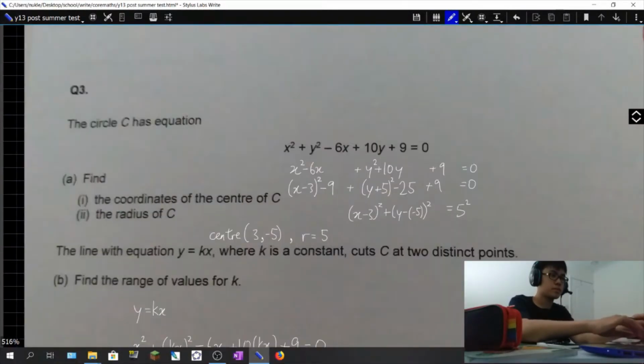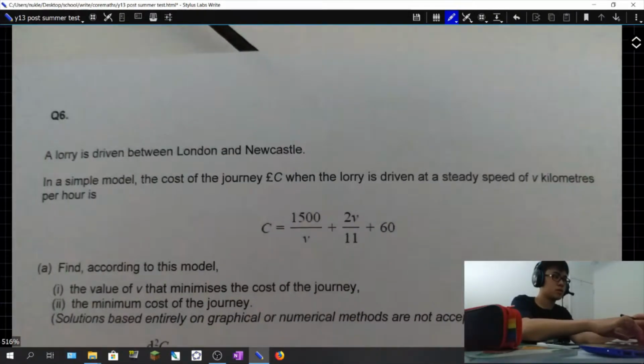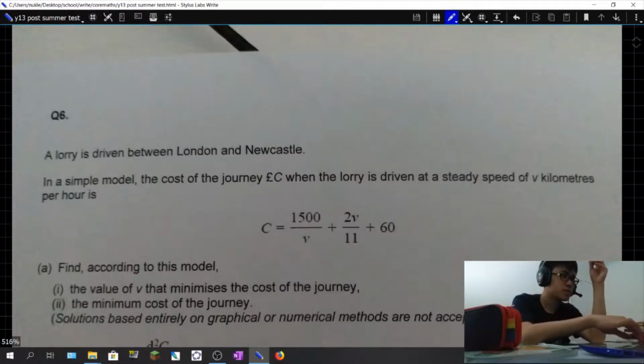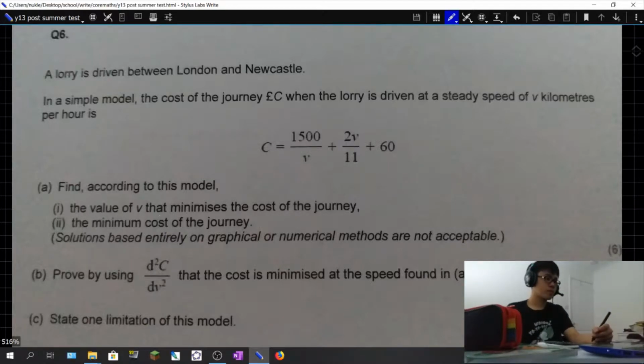Okay, next guy. A lorry is driven between London and Newcastle, and we have a function to calculate a cost as a function of the speed. Okay, I want to find the value that minimizes the cost. So, minimums again, so you want to differentiate. So C is equal to 1500 v to the negative 1, so that means 1500 over v, plus 2 over 11 times v, plus 60.